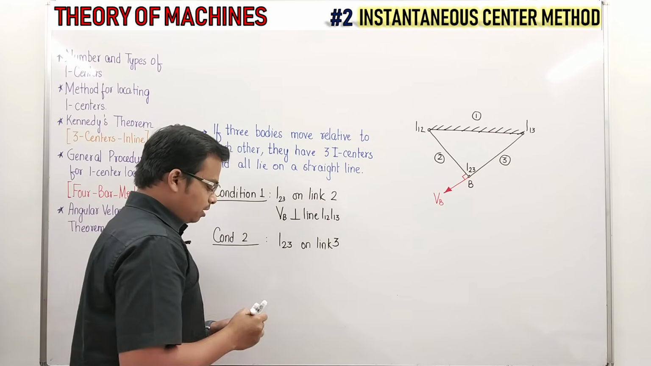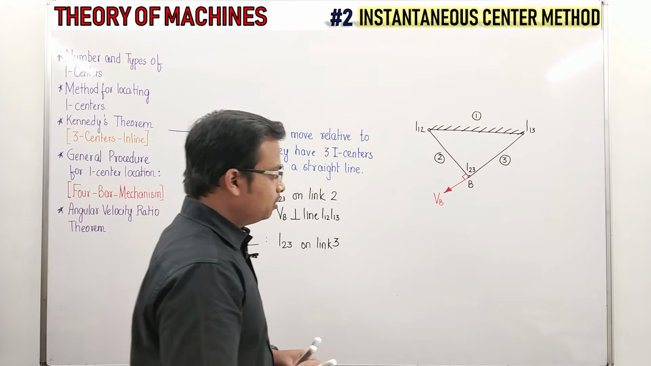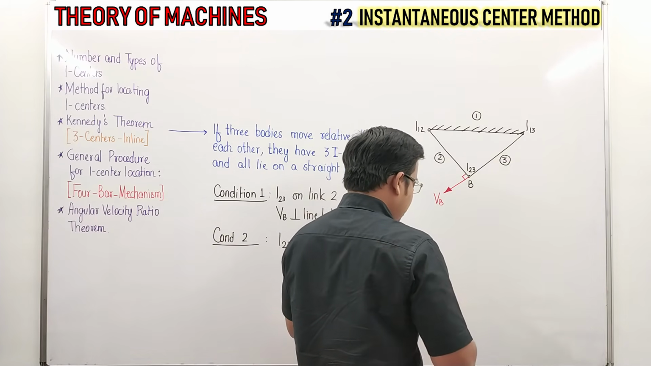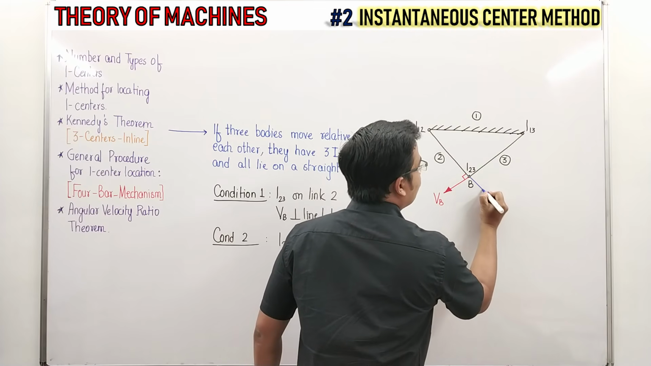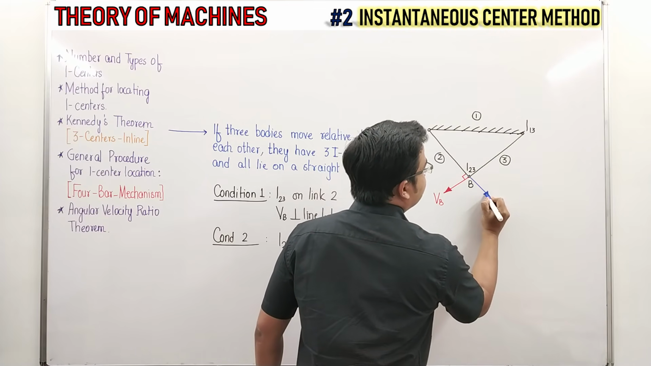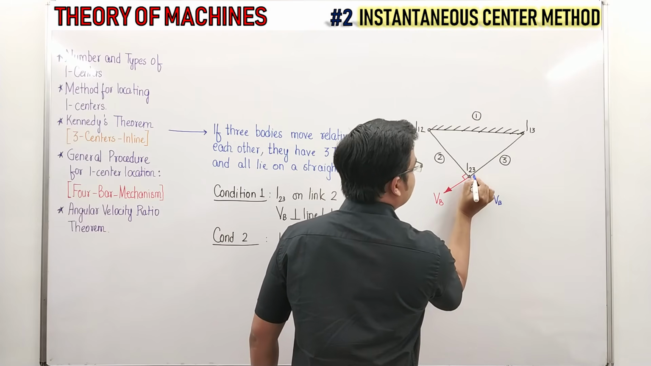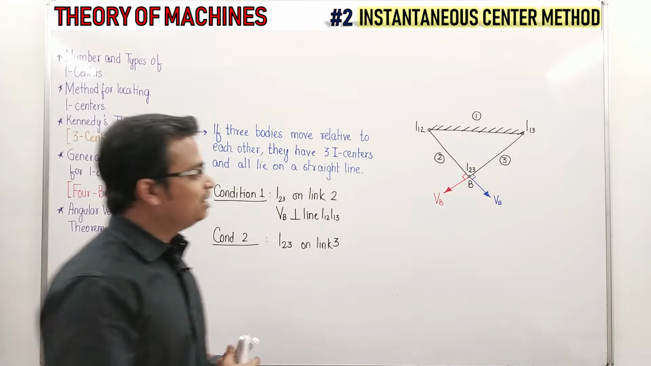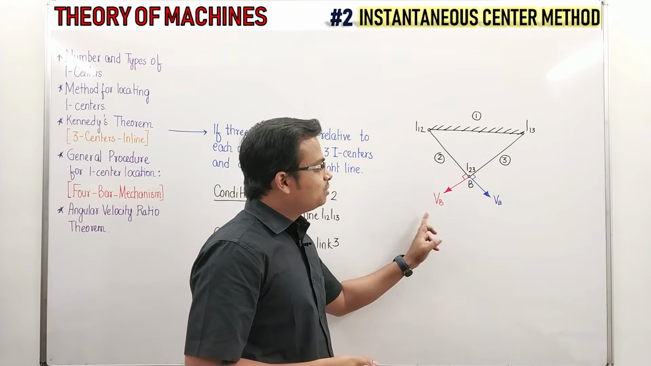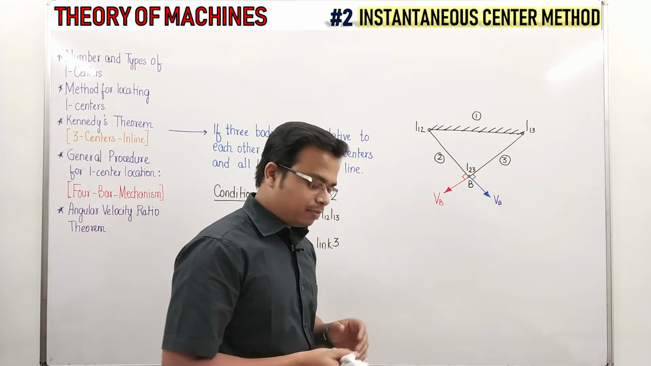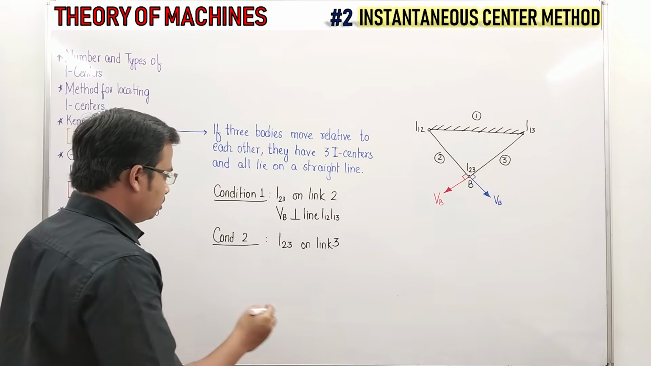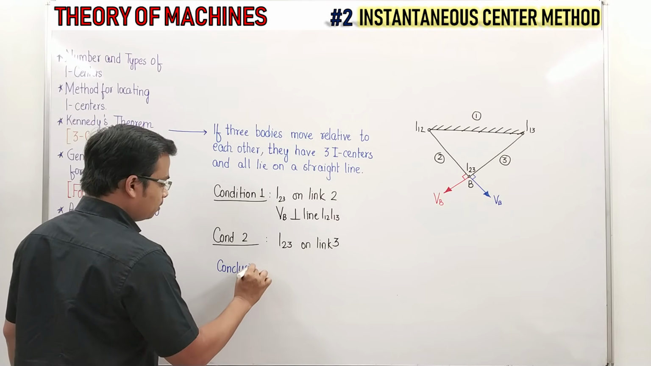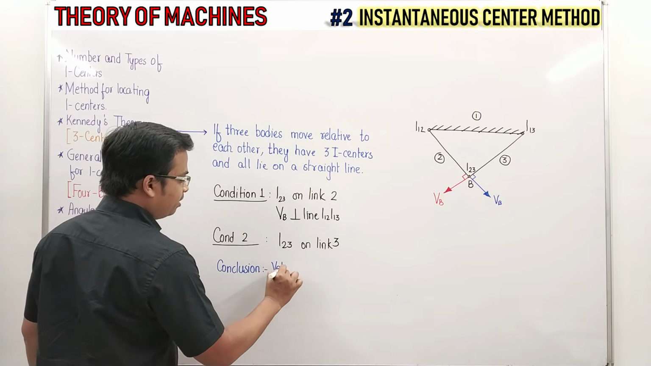Very interesting case. Now if you consider this eye center to be on link 3, then the direction of velocity will be in this direction. This is going to be the direction of VB, perpendicular, isn't it? Very strange. How can the velocity have the same magnitude but different directions at any instant of time? This is not possible. So the conclusion is velocity cannot have two different directions.